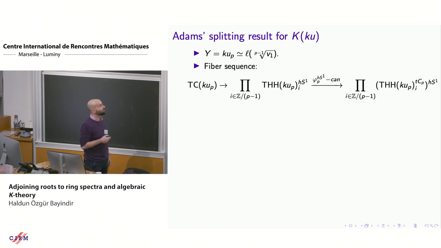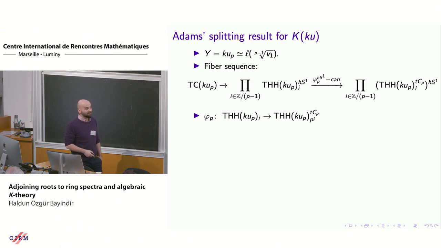So in the fiber sequence defining TC, the middle term, this kind of splitting comes out of the middle term. It comes out of the term on the right-hand side. The canonical map is a map that's constructed just by using the S1 equivariant structure of THH. So it does respect this splitting. So the canonical map will respect the splitting.